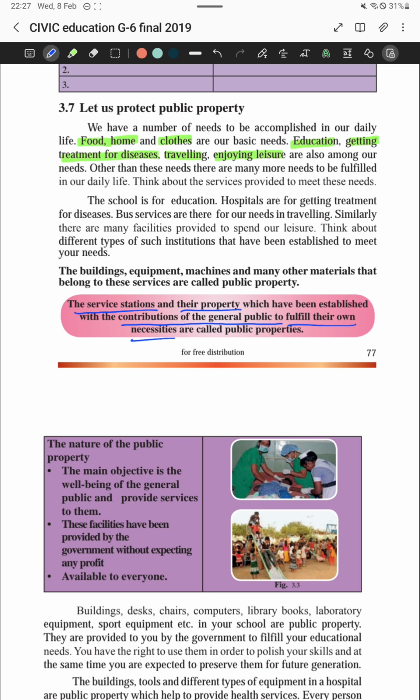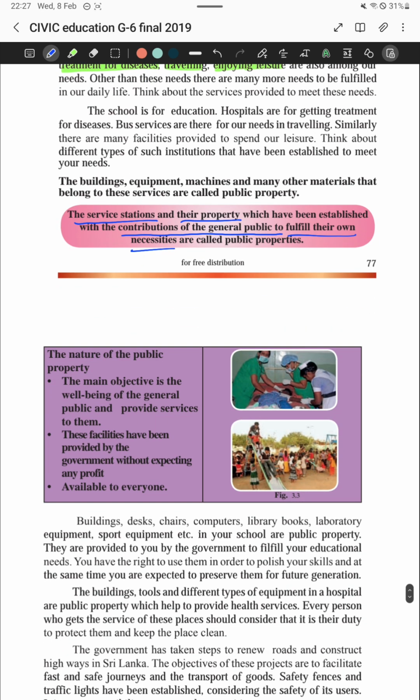Okay, so the nature of the public property, you can identify many things, right? So what is the main objective of a public property? The well-being of the general public and providing services to them, right? So thinking about you positively and providing every service for you without any hesitation are the main objectives of a public property. And also these facilities have been provided by the government without expecting any profit. Why? They don't have to get profit from these things because you have paid and these are for you, right?